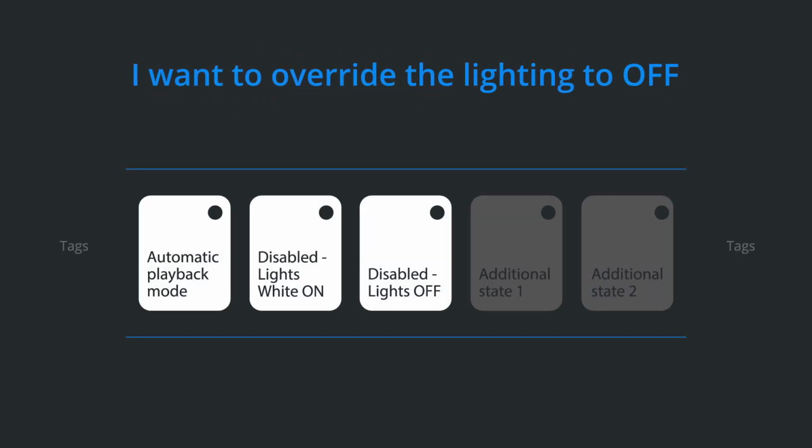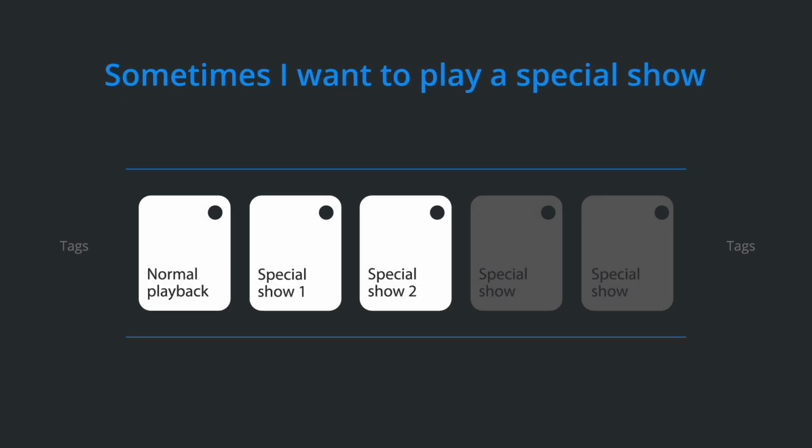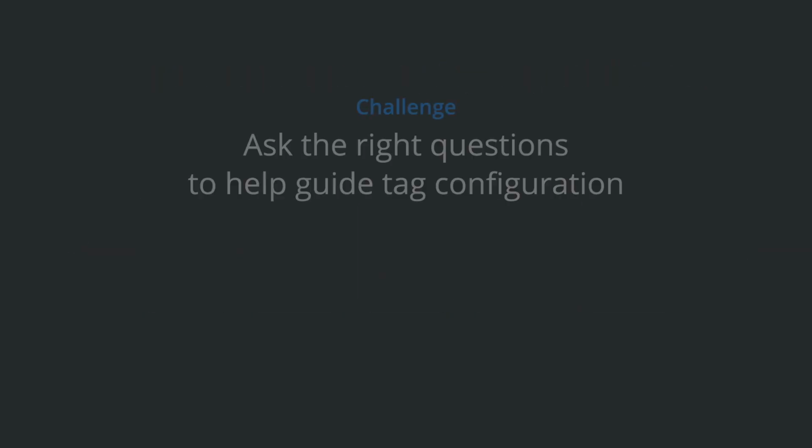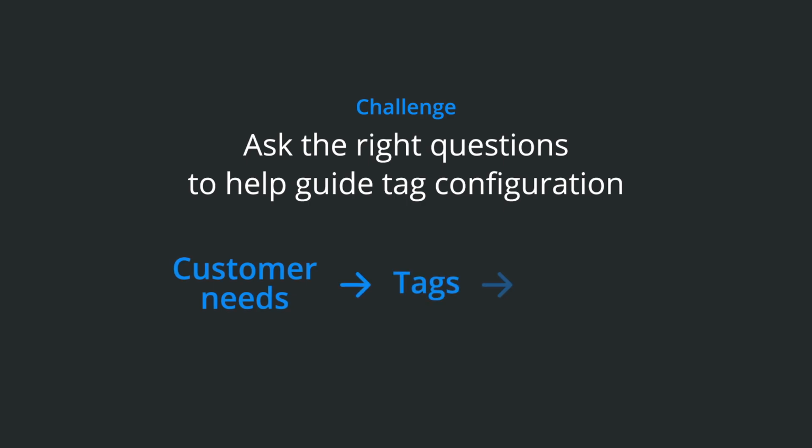For a project where a user can temporarily disable the lighting system, the following states should be considered: normal playback, a disabled mode with white lighting, a disabled mode with lights off, and possibly additional disabled states. Similarly, for a project where a special show is required on certain days, the following tags could be used: normal playback, special show 1, special show 2, and additional tags for other special shows. The challenge with using tags is often asking the right questions to help understand what your customer needs. Once the project's behaviour is established, configuring tags is straightforward.